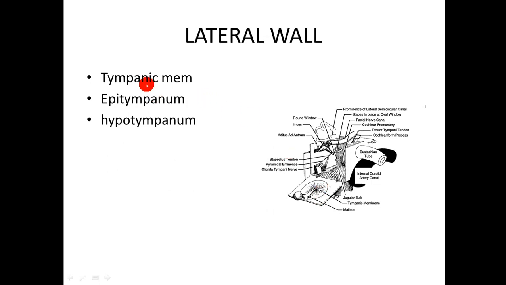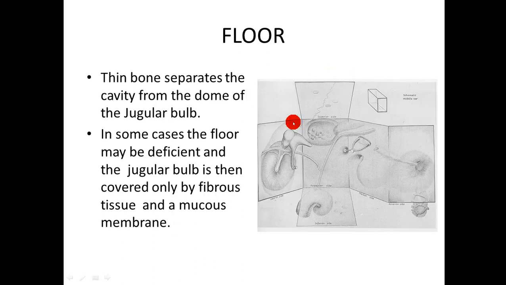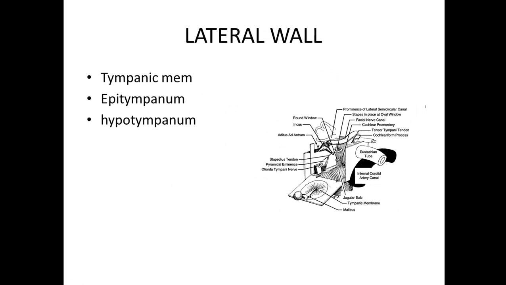Lateral wall is formed by the tympanic membrane, and you see the previous diagram here. In the tympanic membrane lateral wall, you can see some area here and also here, a small area, and this part above the tympanum is called the epitympanum, and the part down is called the hypotympanum. So an area is always there towards the tympanic membrane, above and below.